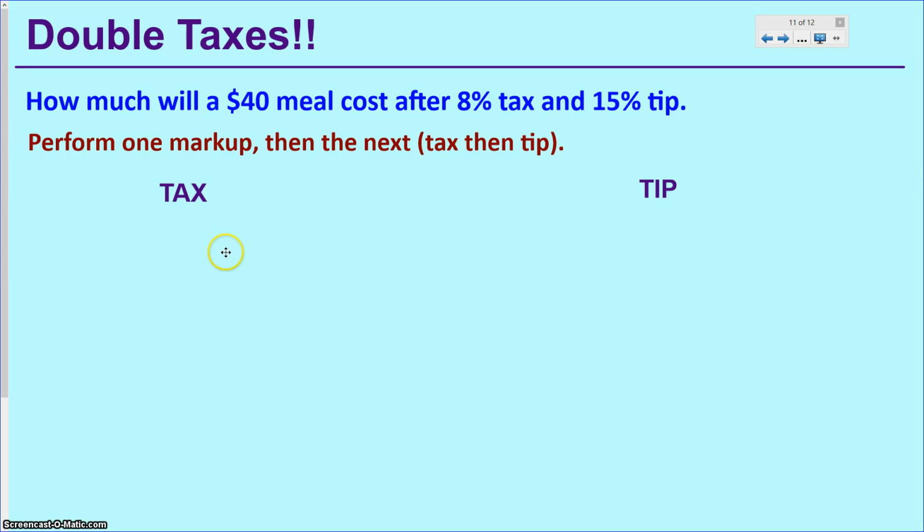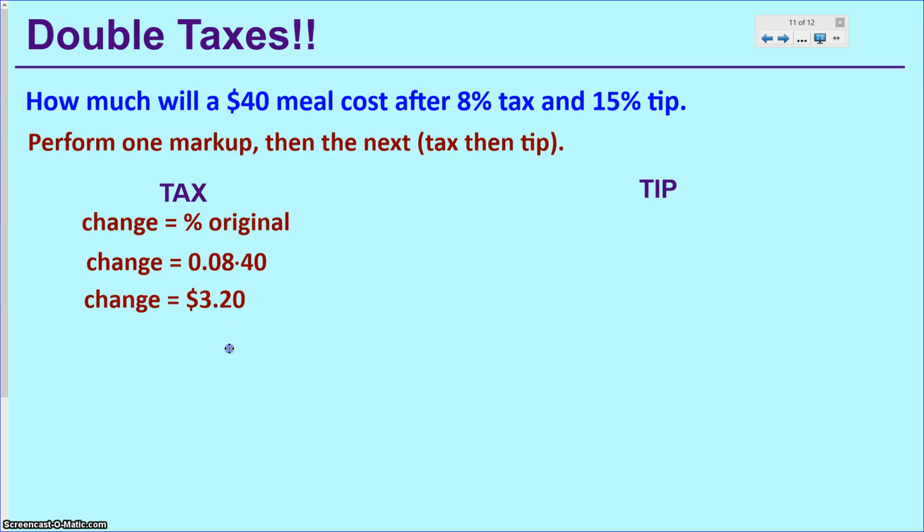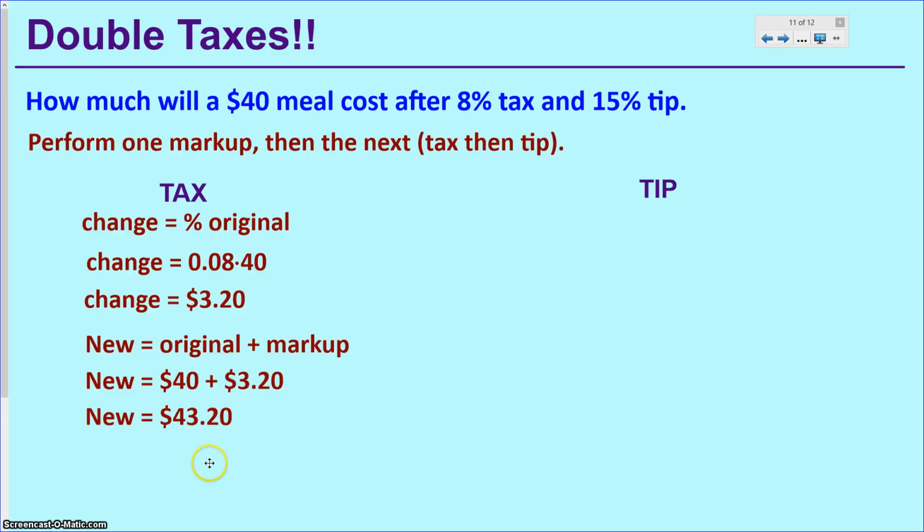So start with your favorite formula, change equals percent times original, and we're just going to deal with the tax part this time. So we're going to split it up into 2 halves. We're going to take the $40 and the 8%. So 0.08 and $40. If you calculate that, that's $3.20 worth of tax on that $40 bill. Okay. Now you are going to add that to the $40. Okay, original plus tax. $40 plus $3.20 will be $43.20.